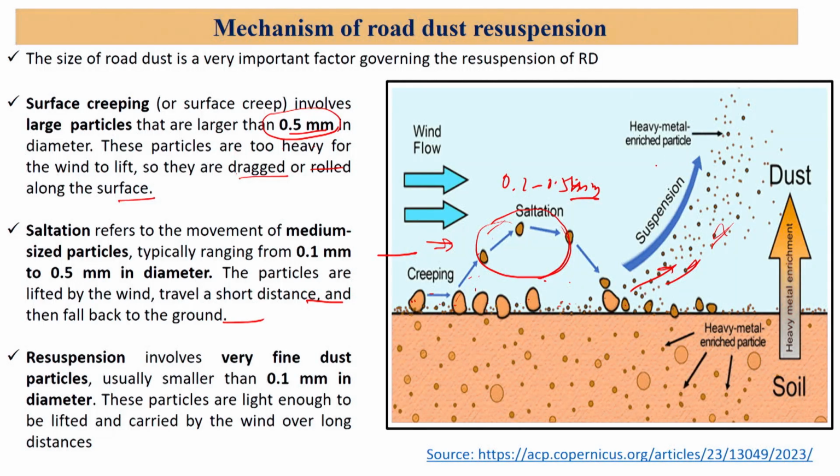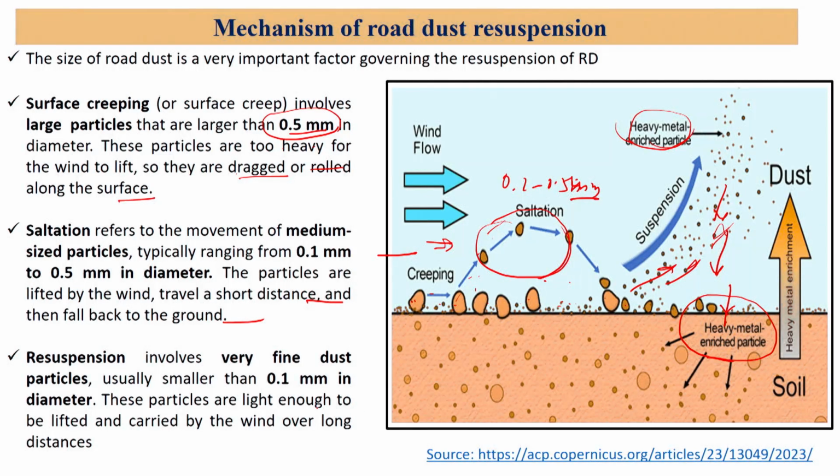And then heavy metal: you can also have particles that are enriched in heavy metal from industries or transportation, and when they are deposited, you will see that these heavy metal enriched particles are there. We will see in the next lecture how we differentiate between natural dust and what you call road dust.